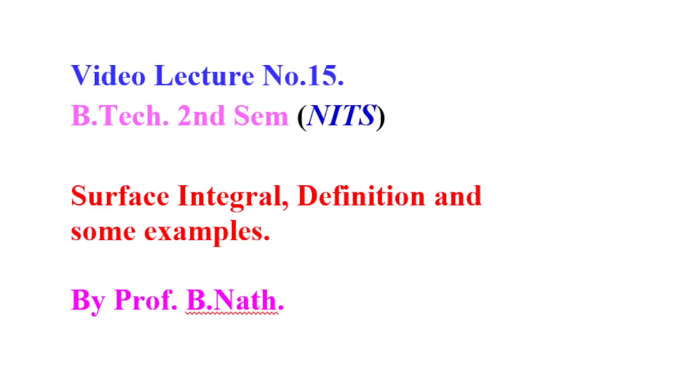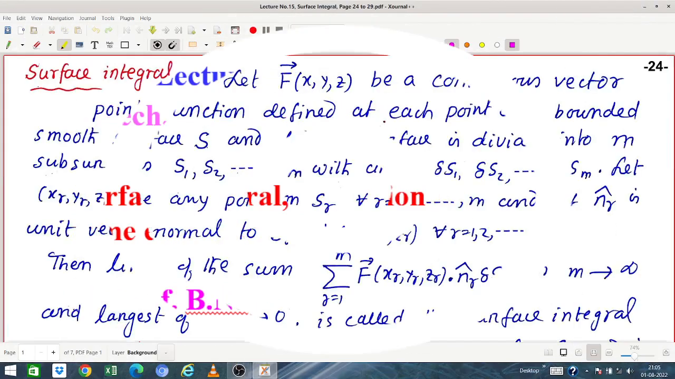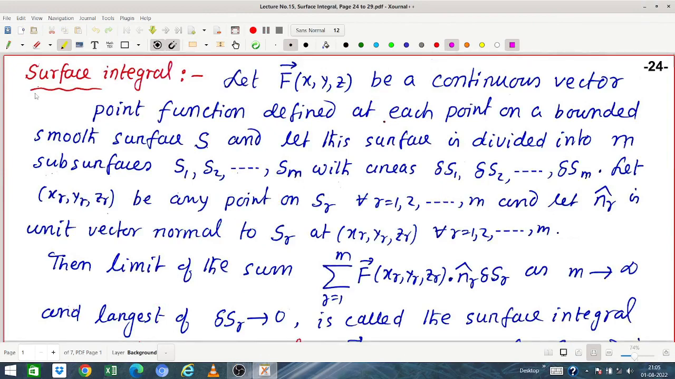Hello students, today we shall see the definition of surface integral, calculation of surface integral, and then some examples. First, what is surface integral? Let F vector be a continuous vector point function F bar (x, y, z). It is a vector point function, continuous, and it is defined at each point on a bounded smooth surface S.